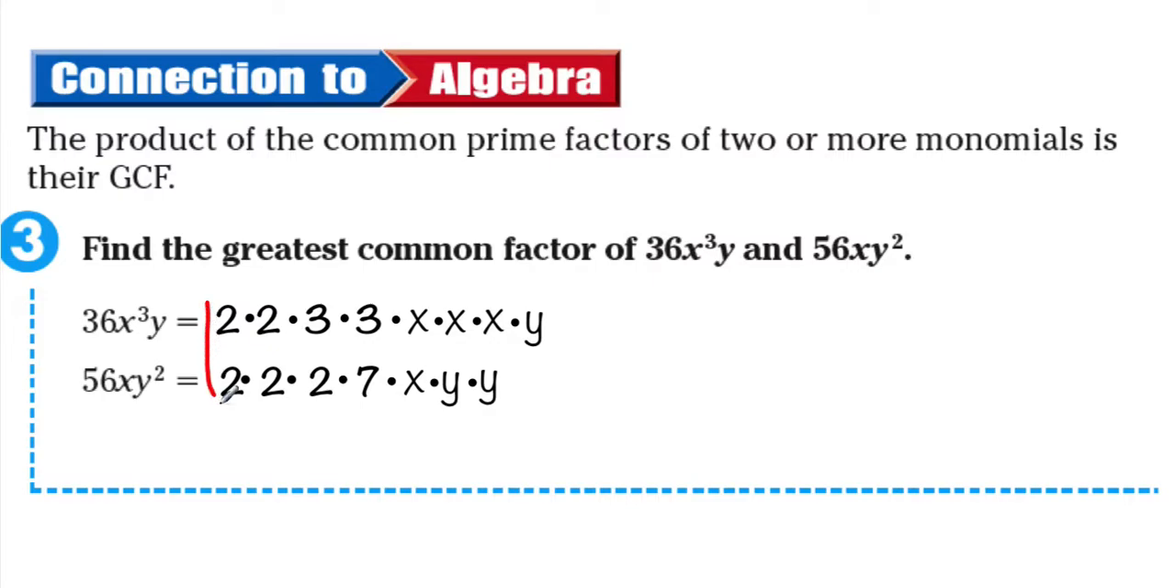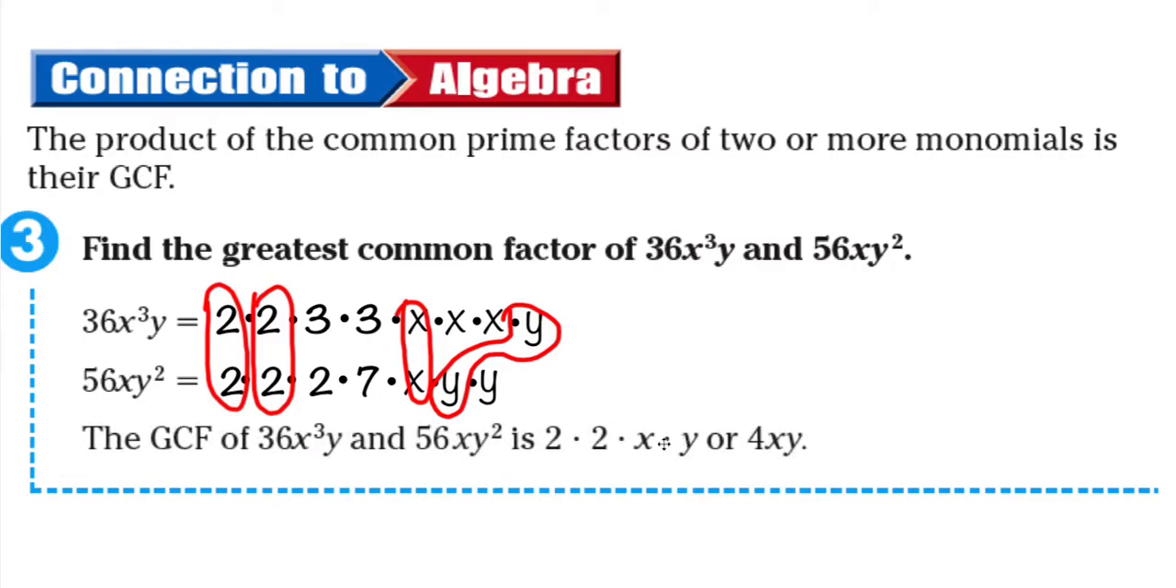So this 2 is common, I'll circle that. This 2 is common, I'll circle that. This x is common. And the y is also common. And what you do next is simply bring down one of them, each of them one at a time. So you have 2 times 2 times x times y, or 4xy. And that is the GCF of the algebraic expressions 36x cubed y and 56xy squared.